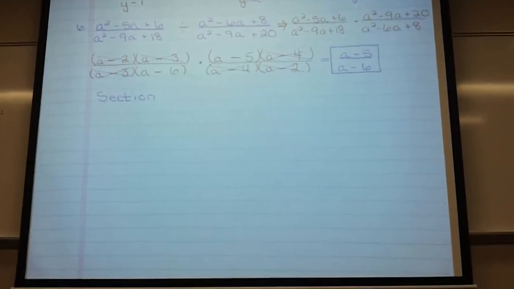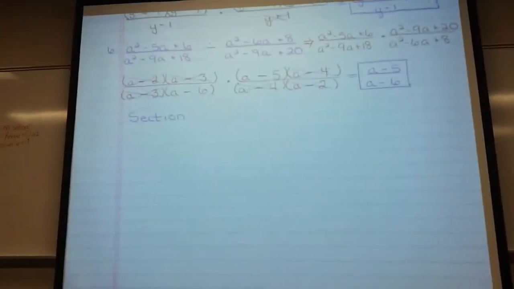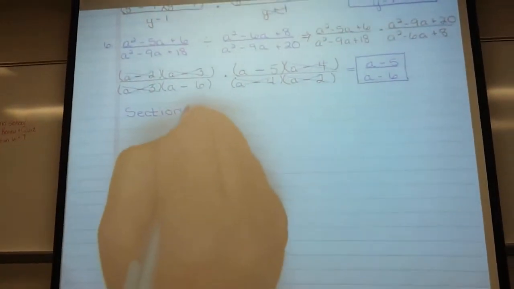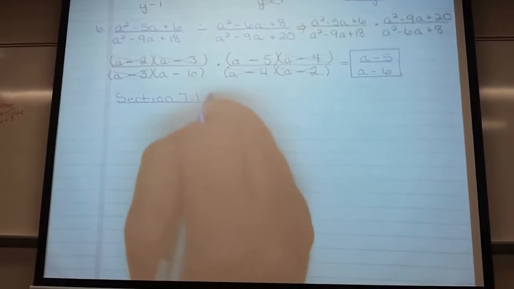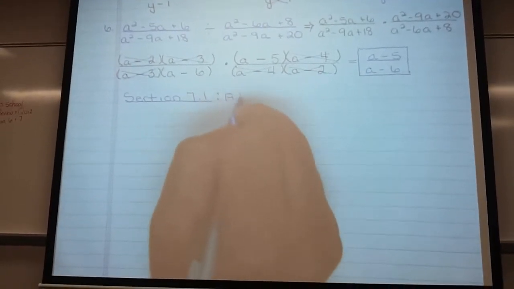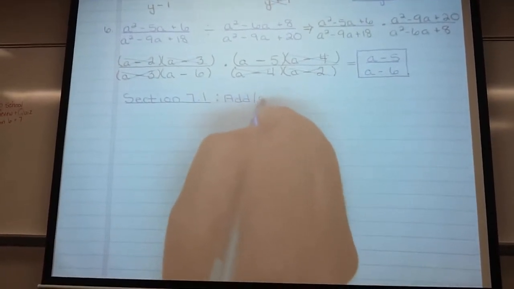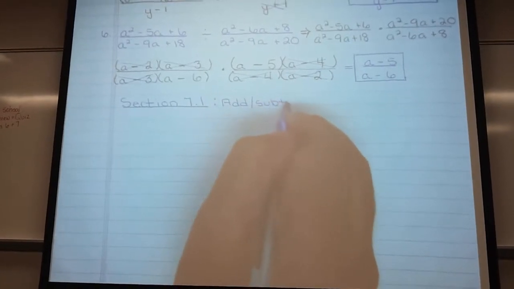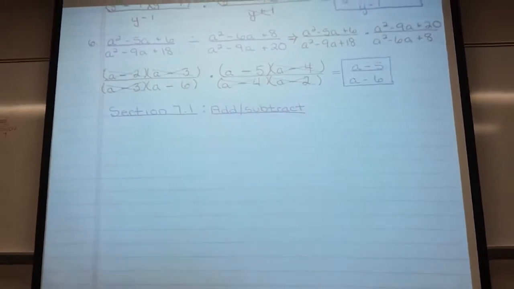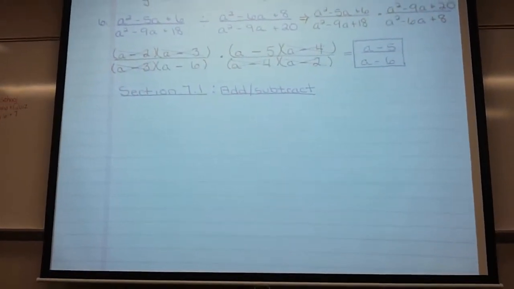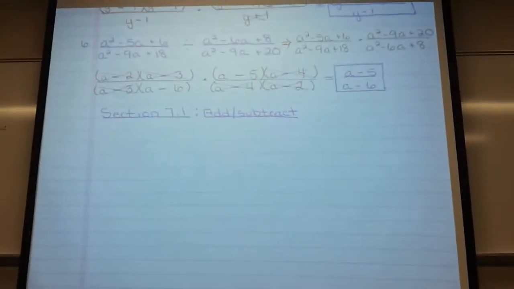Now we did multiplying, we did dividing, now we're doing add and subtract. 7.1. Add, subtract. We don't do anything else in chapter 6. The rest you'll learn in intermediate algebra.